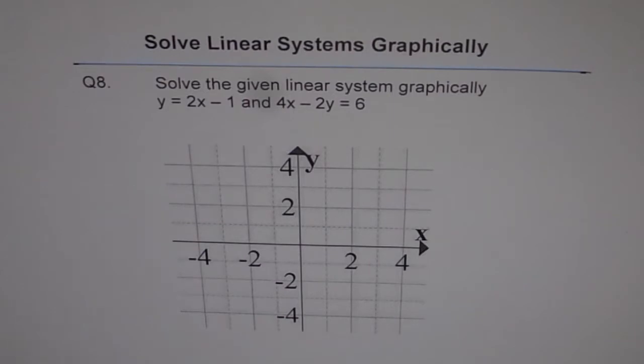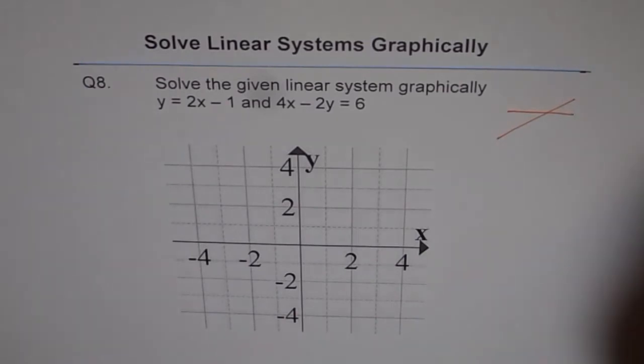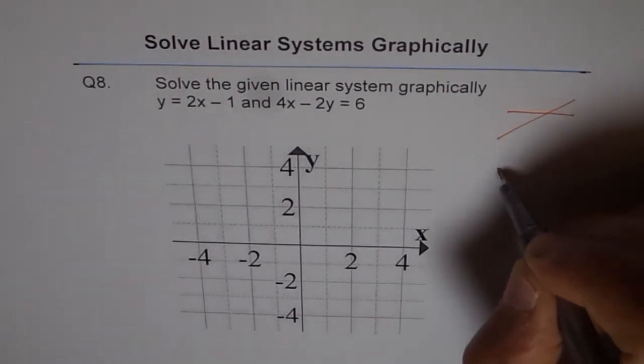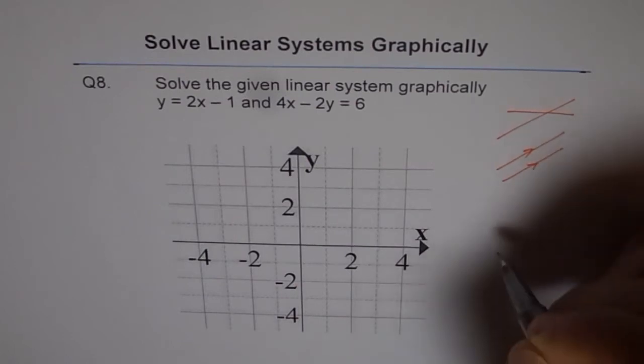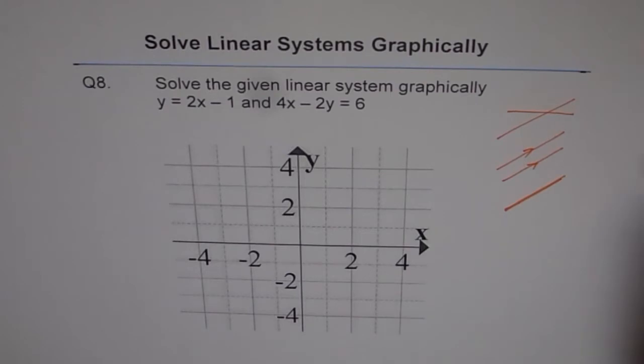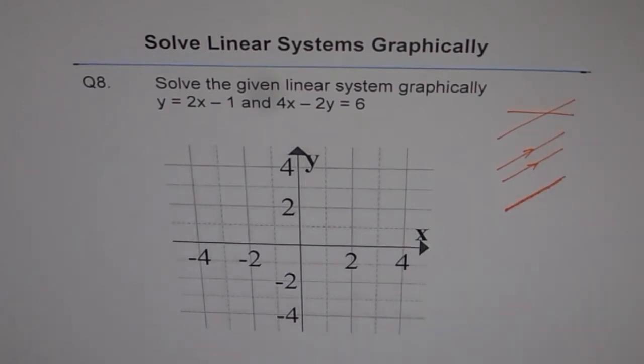Now these two lines can intersect at one point when they are not parallel, or they may not intersect at all if they are parallel, right? Or they may intersect at an infinite number of points when they're overlapping. These are three different scenarios. Now let's see where this one falls, right? It's kind of different, and therefore I gave you this background.